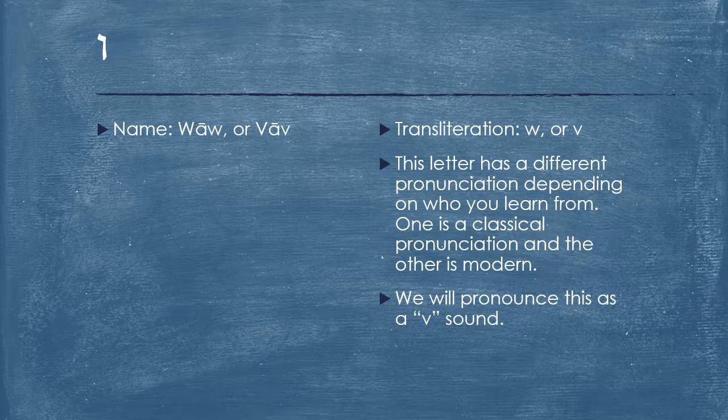The next letter is Vav. In a classical pronunciation, they might call that a wow, but in a more modern pronunciation, they would call it Vav. For the transliteration, some might put a W and others would put a V.